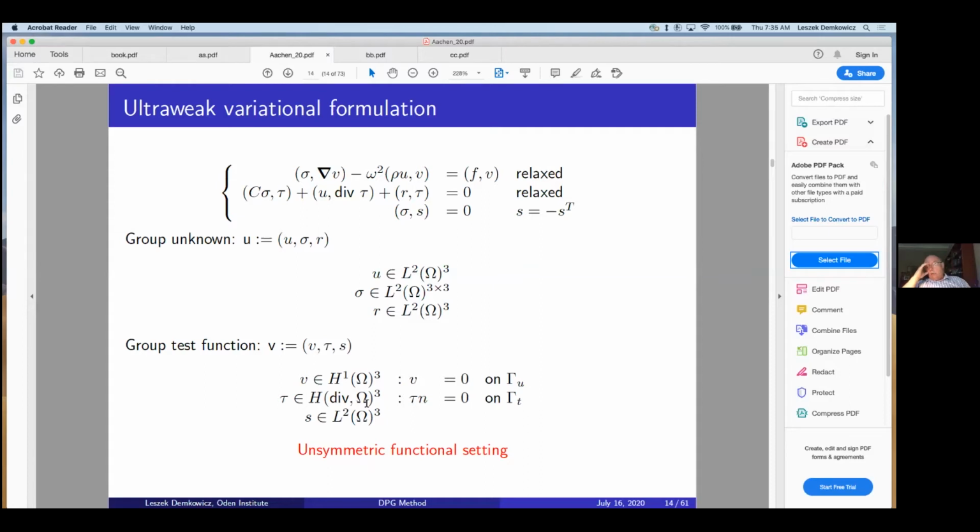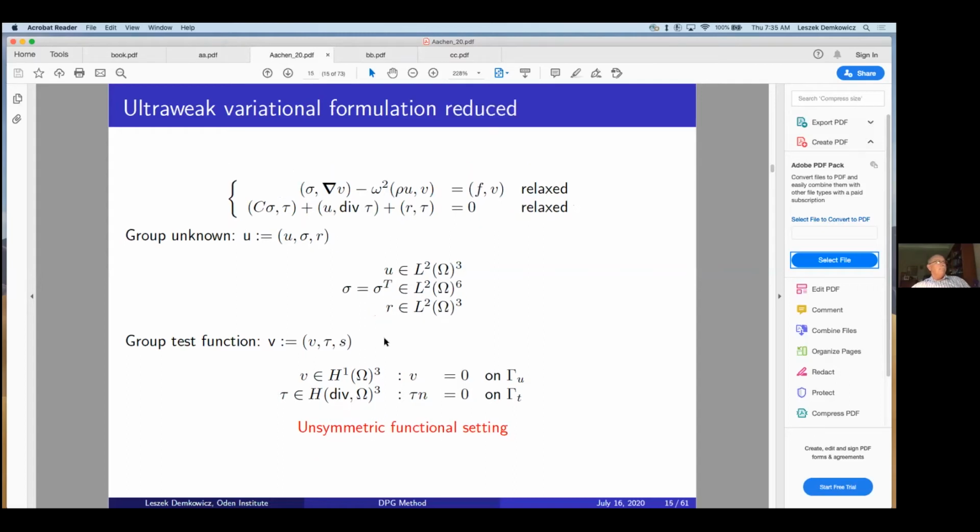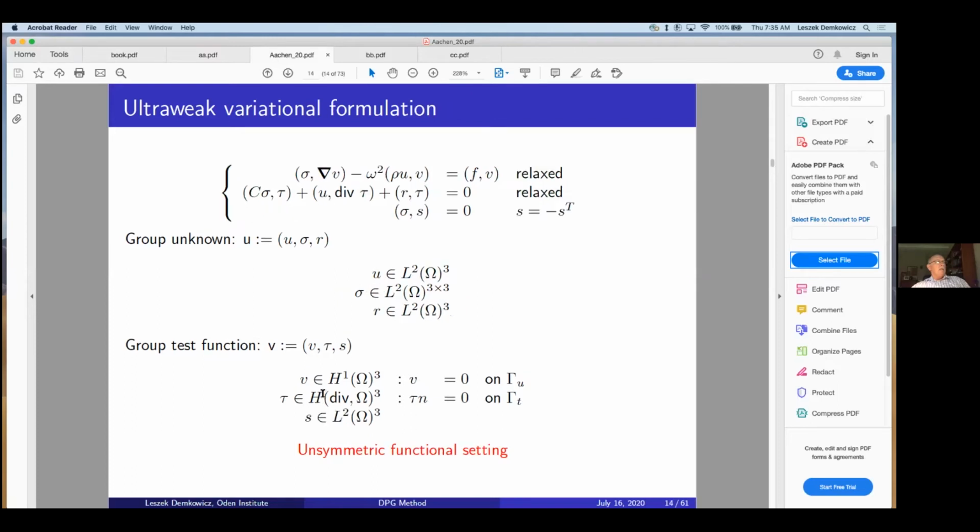The word ultra-weak was used for the first time in context of a very special boundary element method by Sassenat and another French colleague, a senior moment again. And when I apologized to him about stealing the name, ultra-weak, he said, Leszek, don't worry, I stole it from Presso Lyons. So apparently the great professor Jacques Lyons, Presso Lyons, used the word ultra-weak variational formulation for the first time. And that's what we are using here for this problem. So you can have a reduced version where you again eliminate S.